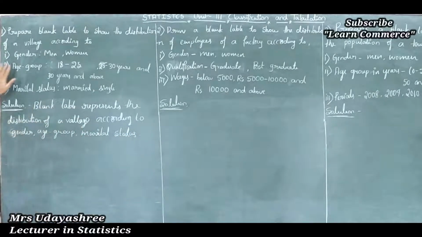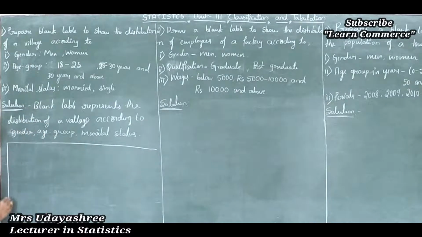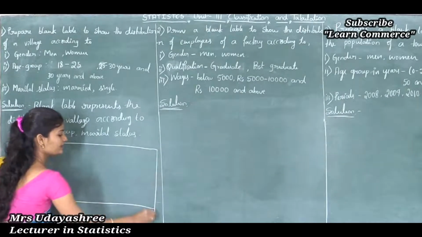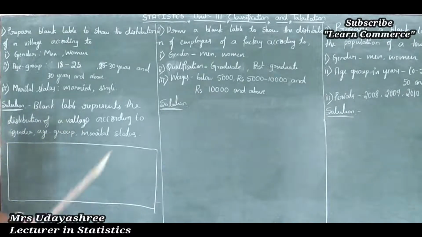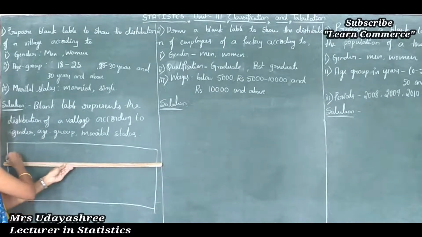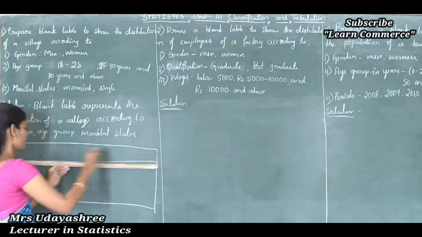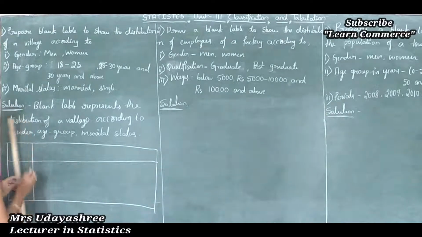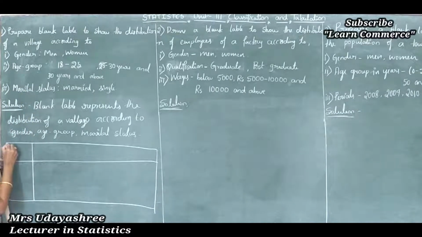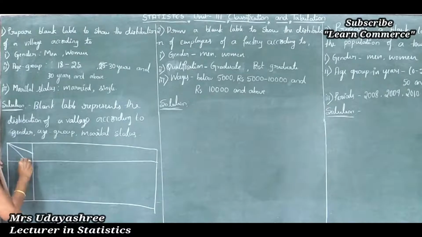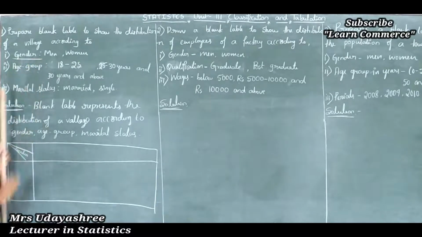So here three classifications are given, that is gender, age group and marital status. So how to distribute those classified characteristics on the table? See, this is one table. Here three classifications are there, that I will write like this. So here I will write gender. Next, gender is over, and two classifications are remaining, that is age group and marital status.